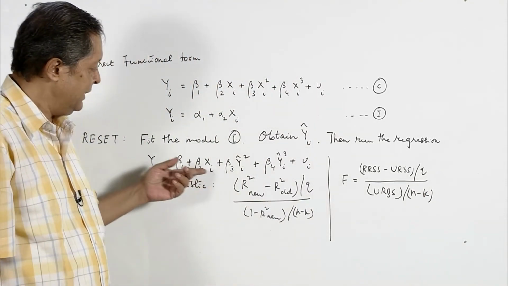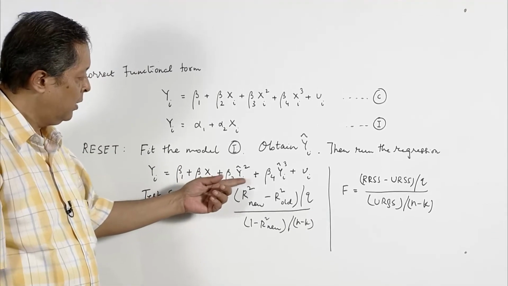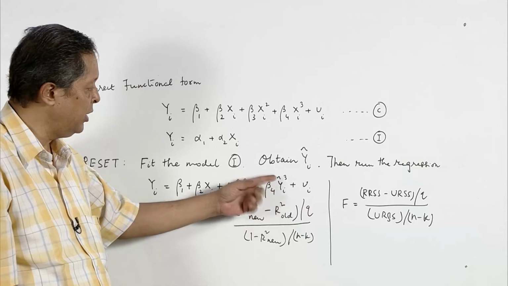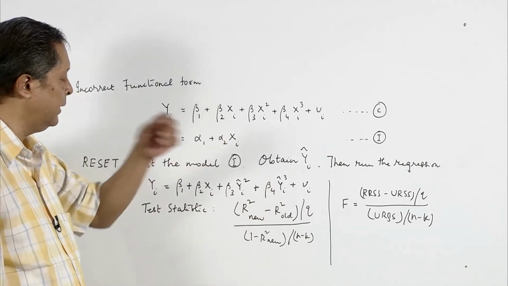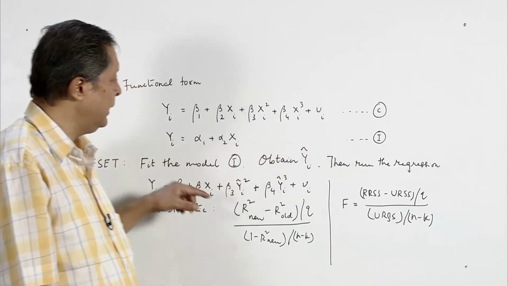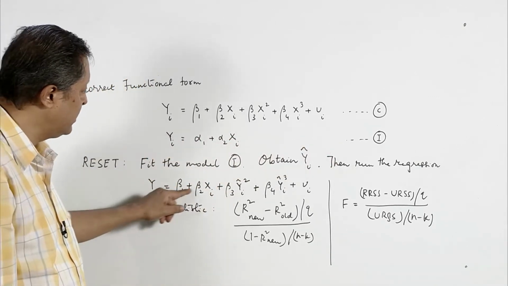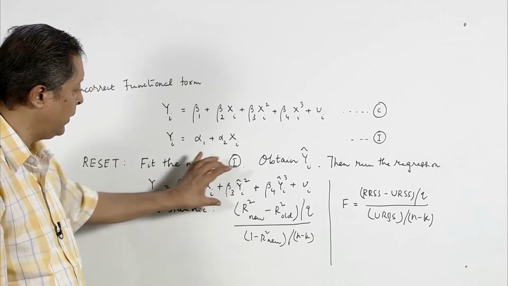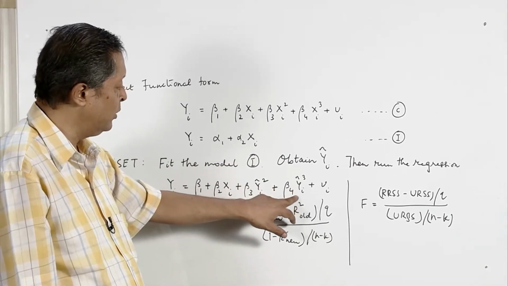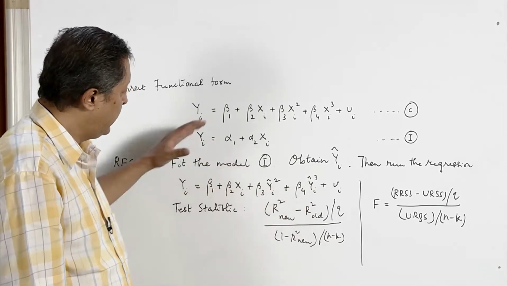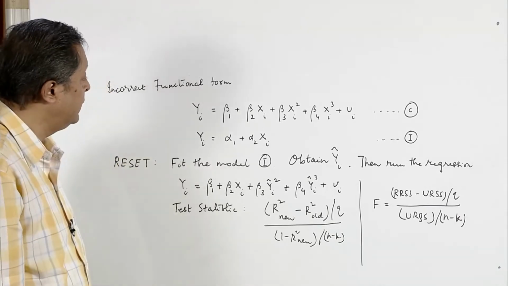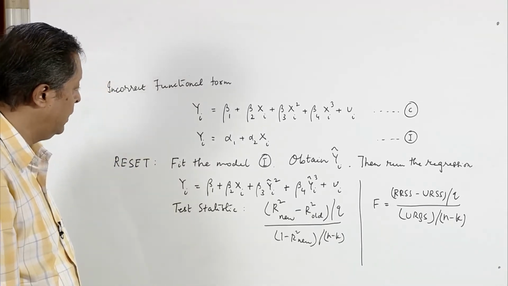As you see, this model contains two more variables, yi hat square and yi hat cube, whereas this model does not contain these. So, this model, which is the incorrectly specified model, is the restricted model, and this is the unrestricted model, where both yi hat square and yi hat cube have been taken into account to test whether this model fitted is actually of the incorrect specification.